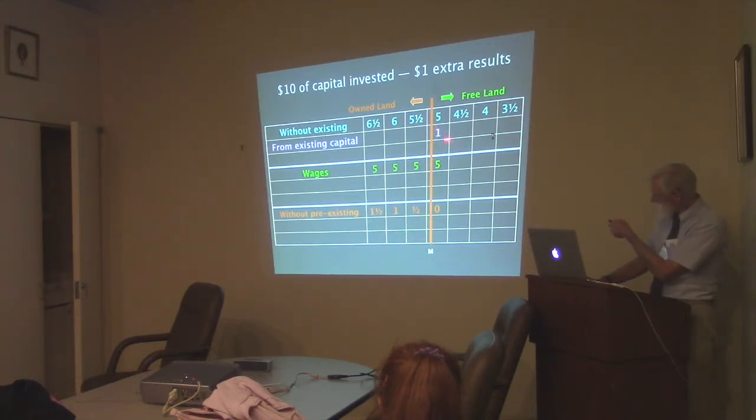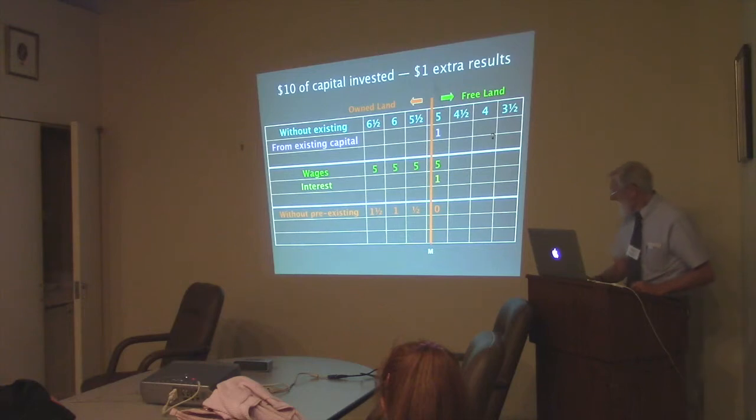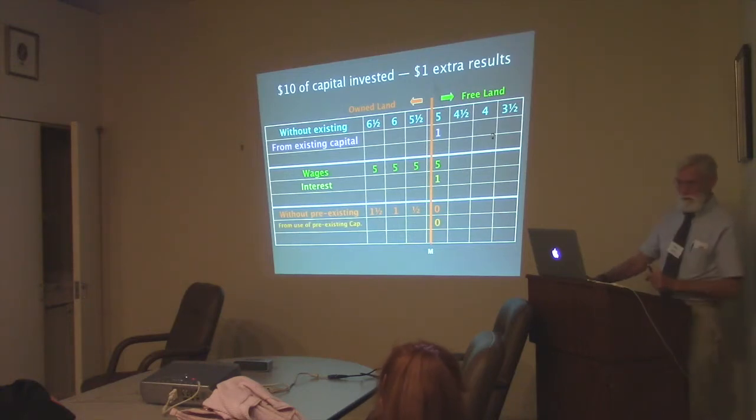He says, because of my existing capital that I lent you, the fact that you could start farming today and this afternoon, one extra dollar resulted. Six was the total production instead of five. That one extra dollar belongs to me. Fair enough? And of course, for the landowner there's nothing, the land is all free.